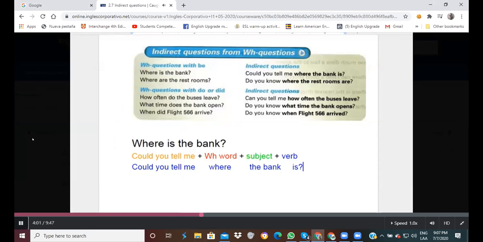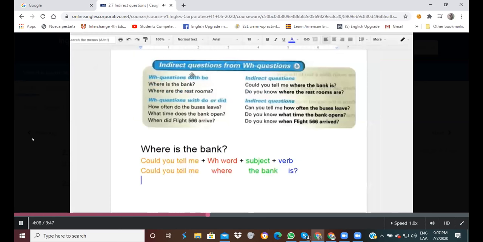Just so that we follow the pattern that I'm proposing, I'm going to play with the colors for now. Now let's make sense of the second question towards the bottom. Where are the restrooms? That's the direct question. We want to turn it into an indirect question, and you can do that in different ways. For example, by asking, do you know? Or using another modal verb. In this case I'm going to propose using this polite way. I'm going to copy that so you can see that it's the same pattern. We have, could you tell me? That follows a WH word, in this case, where? The subject is what's going to change now. Instead of saying the bank, we're now going to say the restrooms.